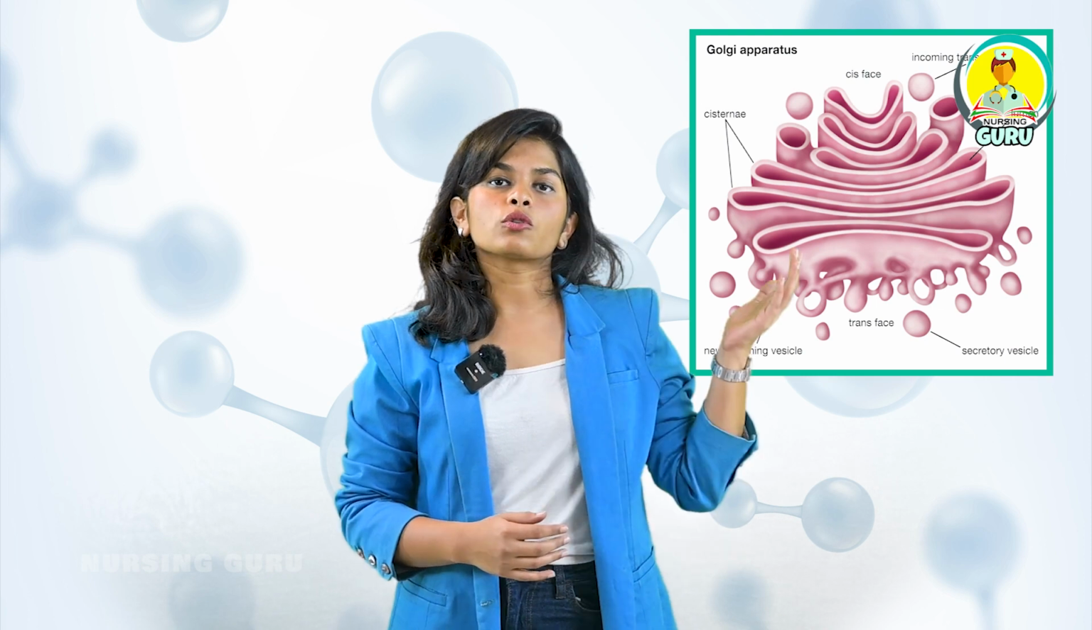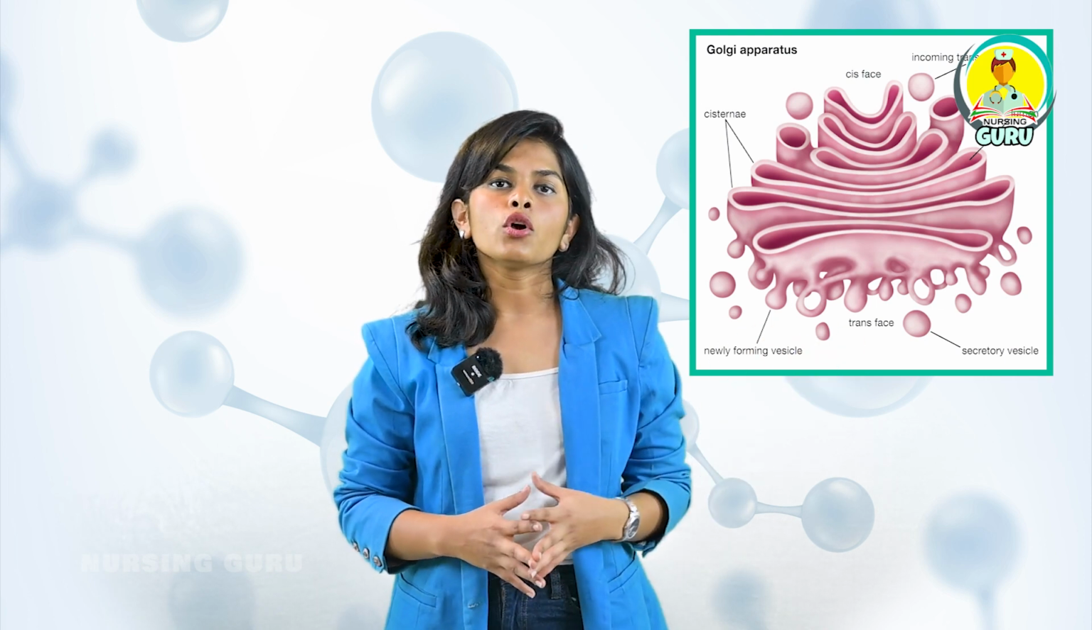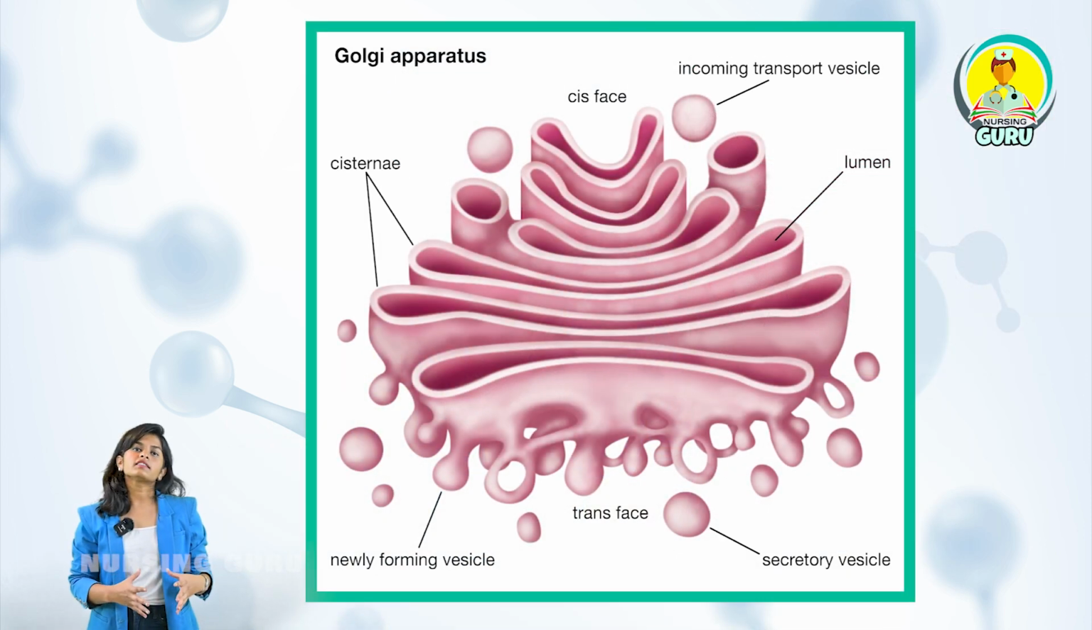So here we finish the functions of the mitochondria, and the next cell organelle which we are going to talk about is the Golgi complex. Golgi complex is a cell organelle which has vesicles and is involved in cellular packaging and dispatching. So Golgi complexes are involved in packaging and dispatching. They are also involved in the synthesis of glycoproteins and glycolipids.